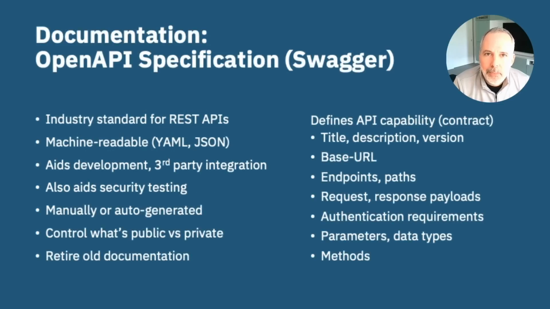But let's talk some more about documentation as it's so important. What do we mean by API documentation? Well, the most common format out there is the OpenAPI Specification. You might hear it called OAS, or it used to be known as Swagger. This really is the industry standard for documenting REST APIs. It's typically in a YAML or JSON format that can be read by machines.